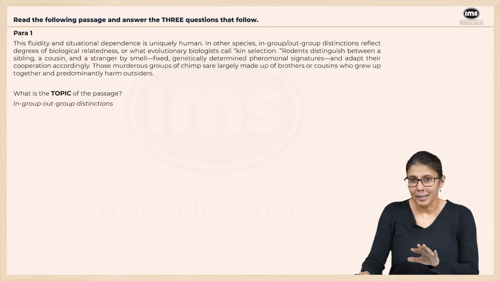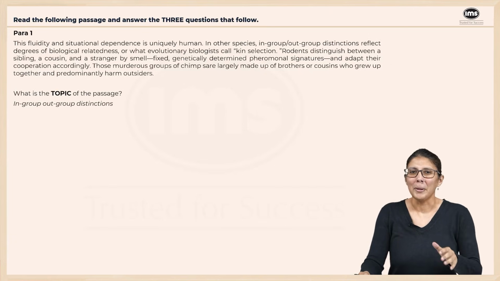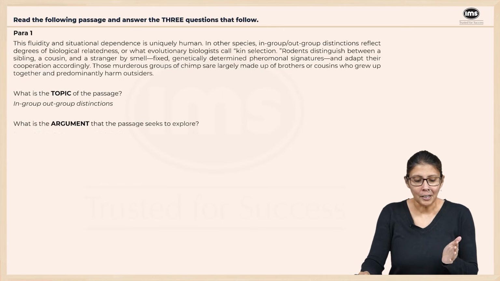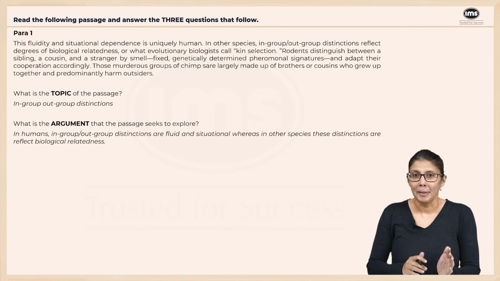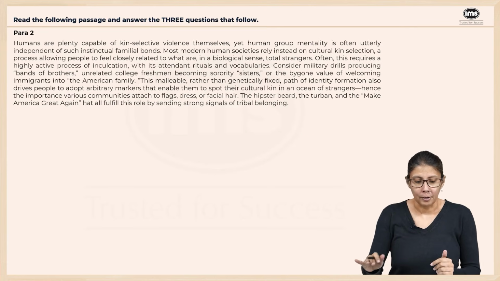Now, as I said, the first sentence does not make too much sense until you read the rest of the passage. But since I have read the rest of the passage, for me it's very easy to interpret what this paragraph is saying. We're trying to say that humans make in-out group distinctions due to the situation, whereas in other species, this distinction is made on the basis of biology. Now let's move on to paragraph 2.